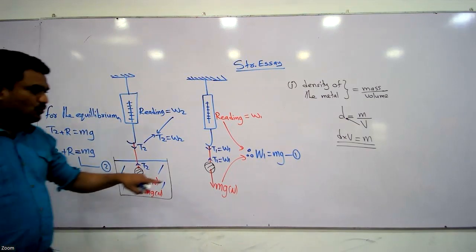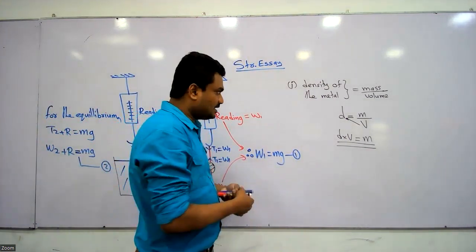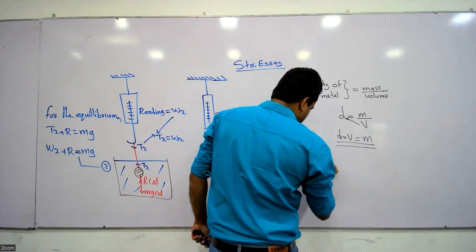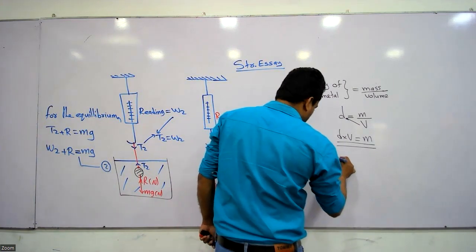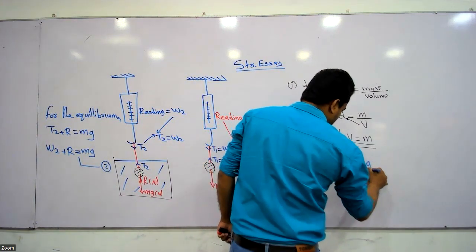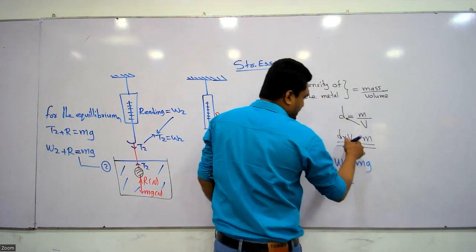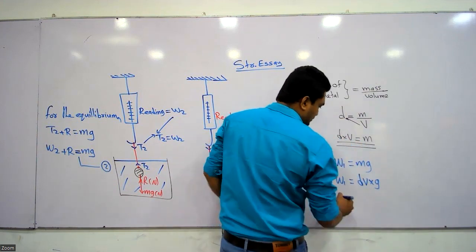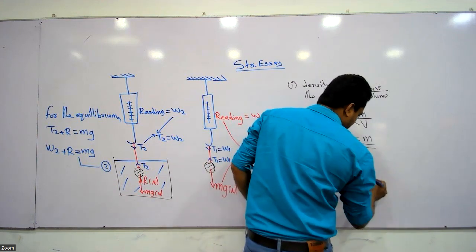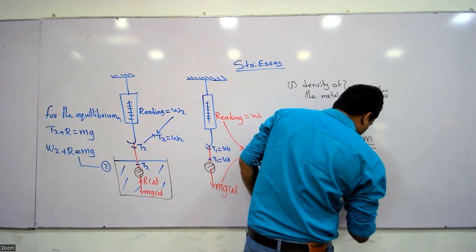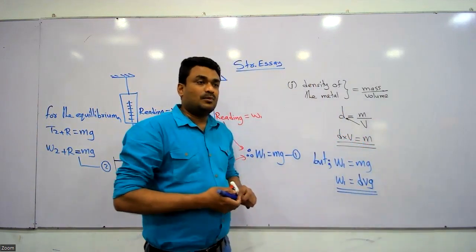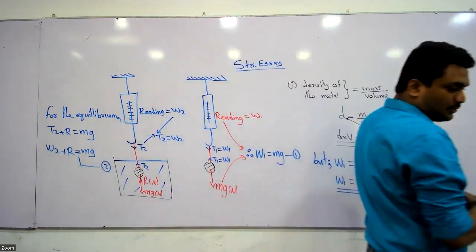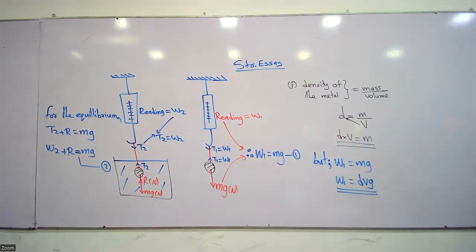But we know that W1 is equal to mg. And m is equal to DV. So W1 equals DVg. That's it. So this is what they ask in Roman number 1: write an expression for W1. W1 equals DVg. That's it.